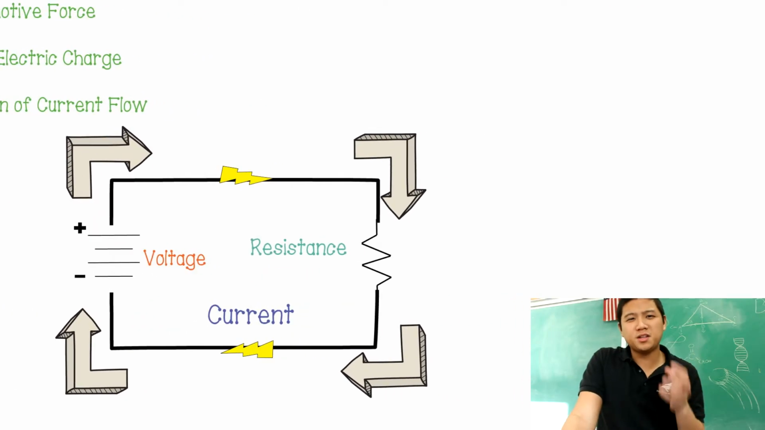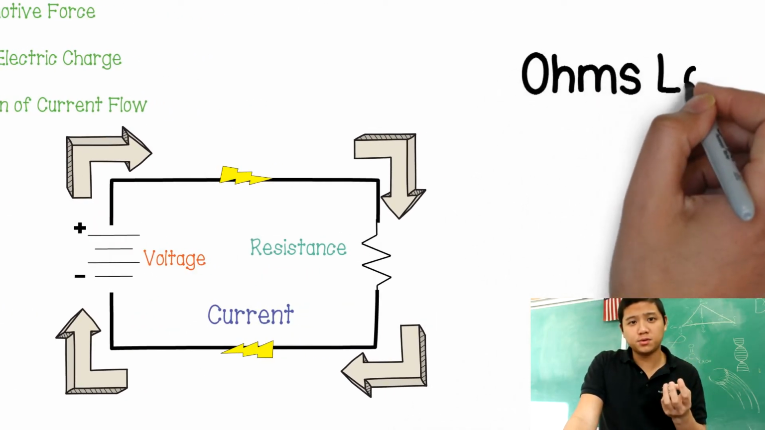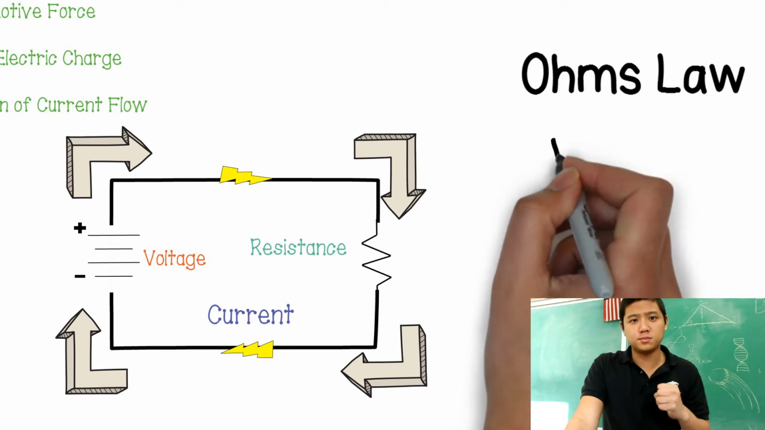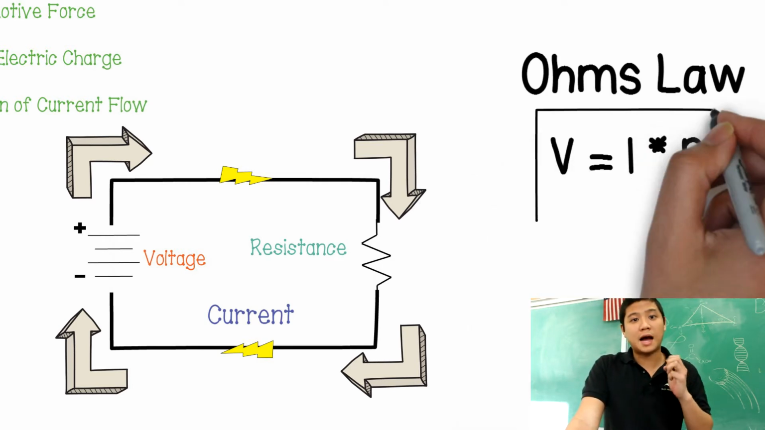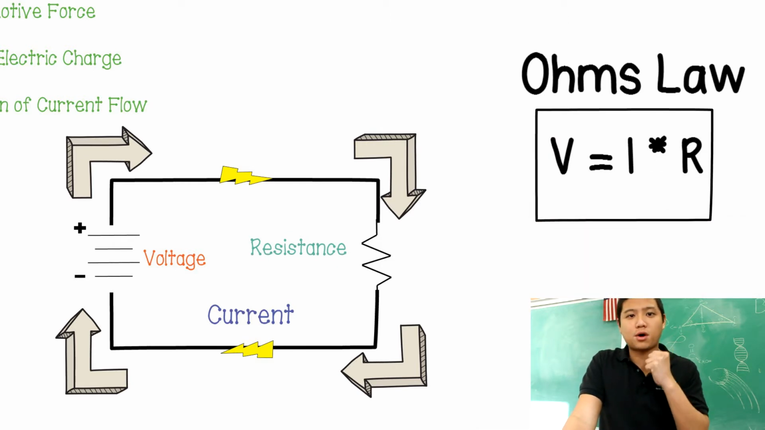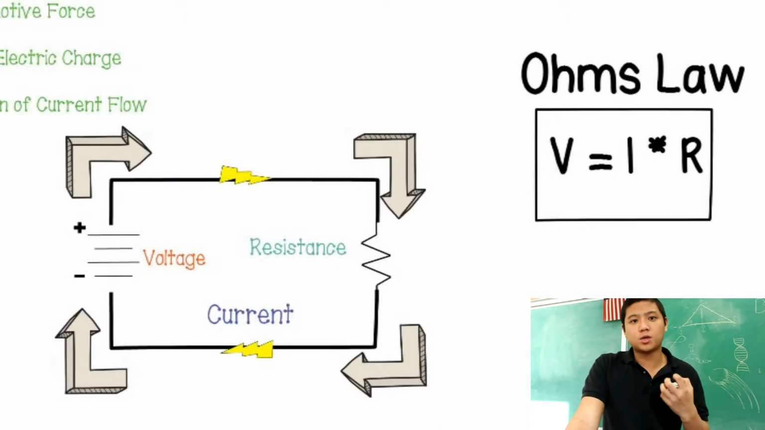Now there is a way to relate these three variables, and that is through something called Ohm's law. Ohm's law states that the voltage is equal to I, the current, times R, the resistance. And with this equation, if we know two of the variables, we can use Ohm's law to figure out the third variable.